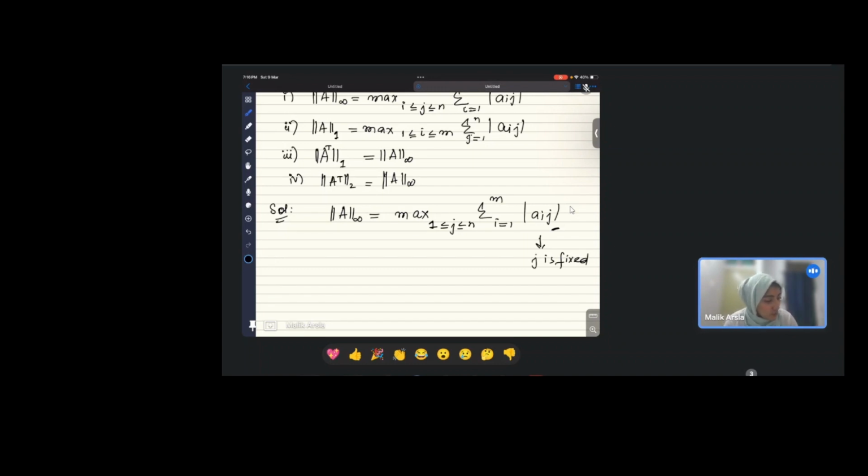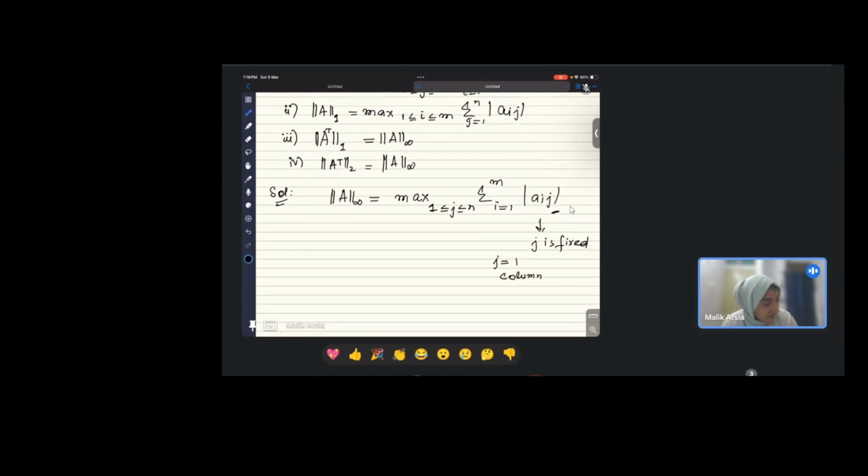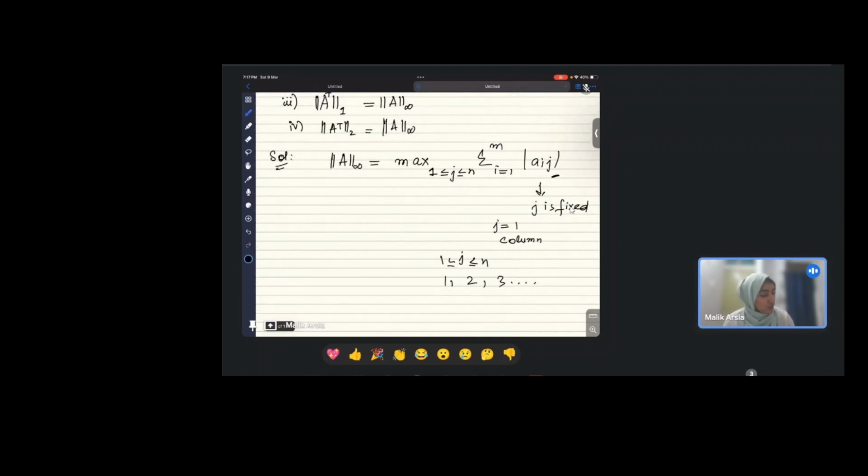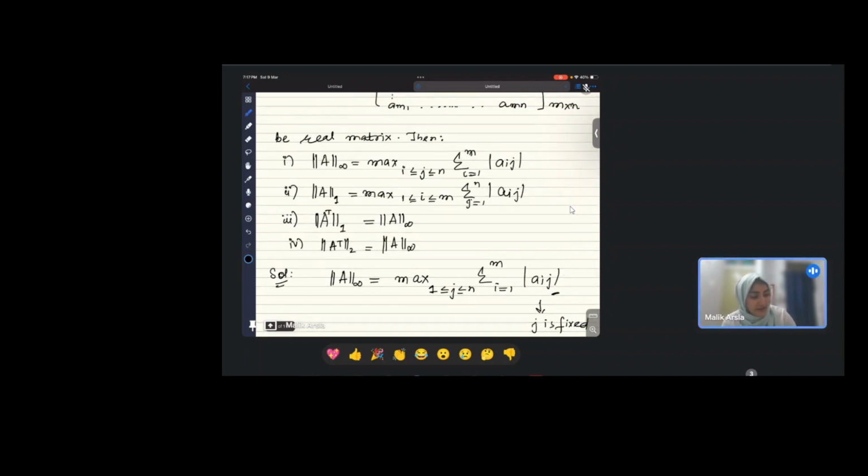Say j is equal to 1, so it means the first column, and in that column we do the summation. Then we do this for all columns from j equal to 1 to n: the sum of the first column, then the second column, then the third column, and so on. So it is the maximum column-wise sum, and by definition the maximum column sum is the 1 norm. So the first option is incorrect.